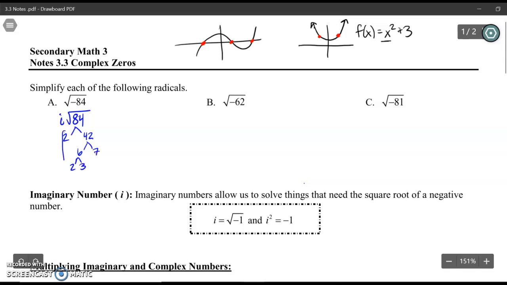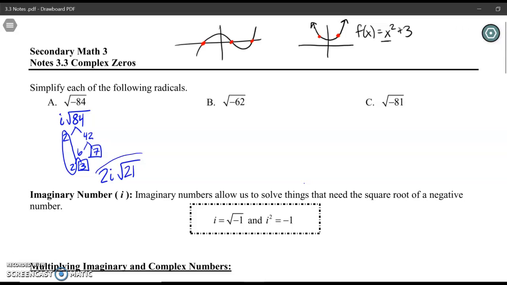Then I look for pairs of 2s. I have a pair of 2s, a leftover 3 and a leftover 7. The pair of 2s will come out, so I'll have 2i on the outside of my radical. Then I multiply the 3 and the 7 together to get 21. So this would be my simplified radical. The first step is the easiest: just make the number inside the square root positive and put an i on the outside.